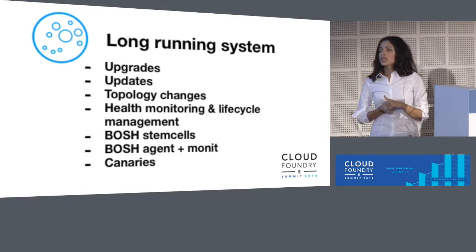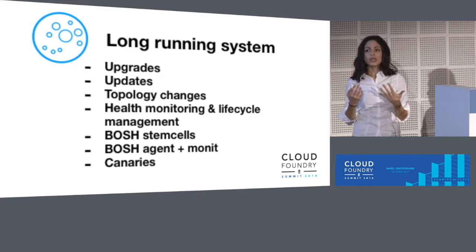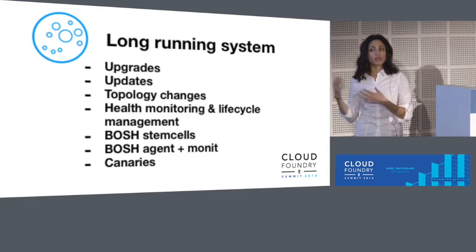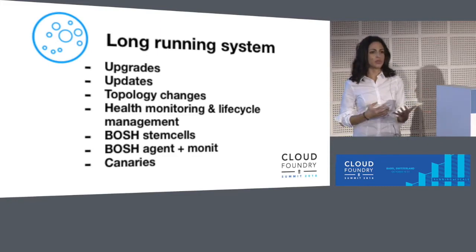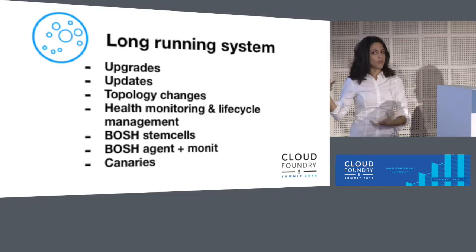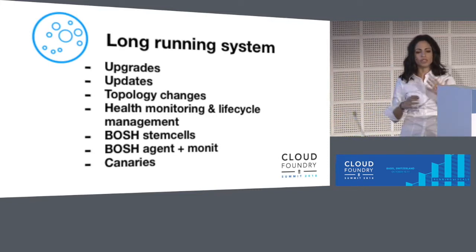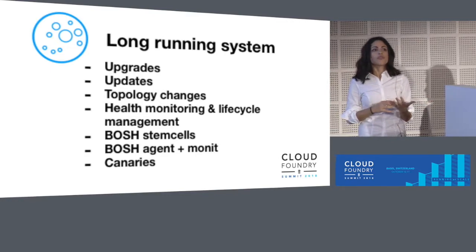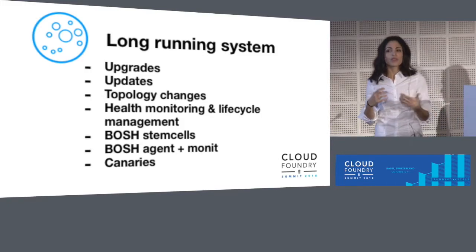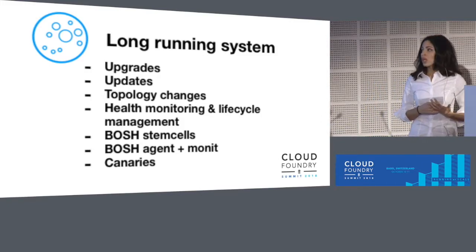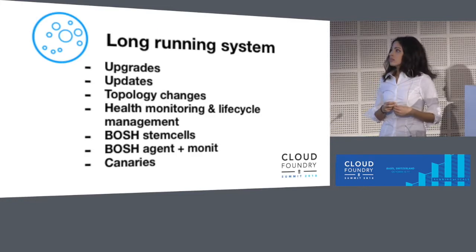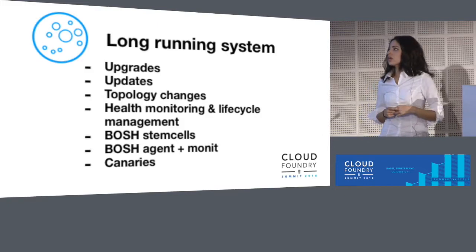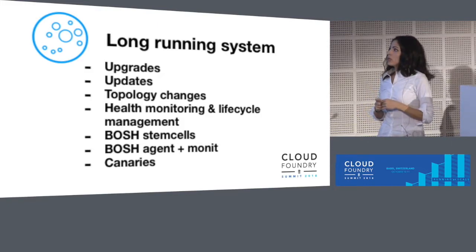What that means in a bit more detail are things like upgrades, for example, and that refers to keeping the underlying operating system up to date with things like Bosh stemcells, which serve as an abstraction between the software that runs on the VM and the supporting operating system underneath so that the two can move independently. Things like updates come into play here as well, and those refer to the versions of the software that run on the VM themselves, and Bosh manages that change as well. Topology changes, any additions of instances, removals of instances are under the responsibility of Bosh too.